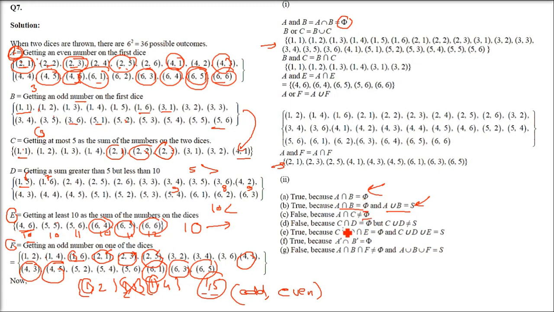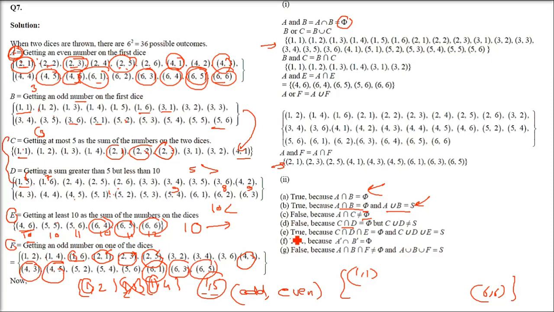Now what is D? D is saying C and D are mutually exclusive and exhaustive events. So when you intersect them, you are going to get phi. There is nothing common in C and D. When you take C and D and you take the union, you will not get the sample space, because for the sample space we need from 1, 1 to 6, 6. E is what?